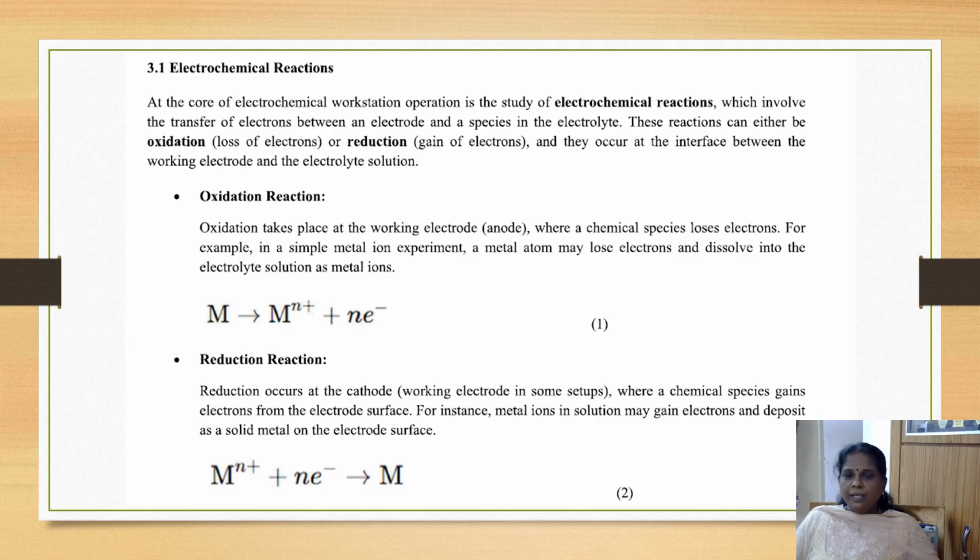Reduction occurs at the cathode, the working electrode in some setups, where a chemical species gains electrons from the electrode surface. For instance, a metal ion in solution may gain electrons and deposit as a solid metal on the electrode surface. So M^n+ plus n e^- becomes M. This is the reduction reaction.